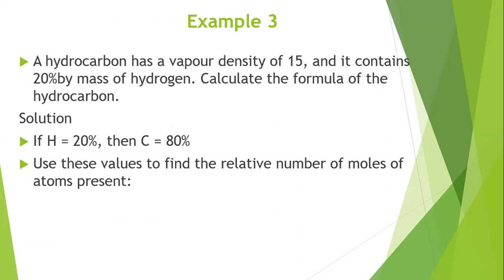And here's the example. A hydrocarbon has a vapor density of 15 and it contains 20% by mass of hydrogen. Calculate the formula of the hydrocarbon. Now solution: if hydrogen is equal to 20%, then carbon will be equal to 80%. Now use these values to find the relative number of moles of the atoms present.